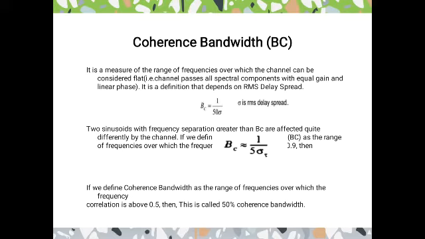Two sinusoids with frequency separation greater than BC are affected quite differently by the channel. If we define coherence bandwidth as the range of frequency over which the frequency correlation is above 0.5, then BC can be given by 1 by 5 sigma tau, and this is called the 50% coherence bandwidth.